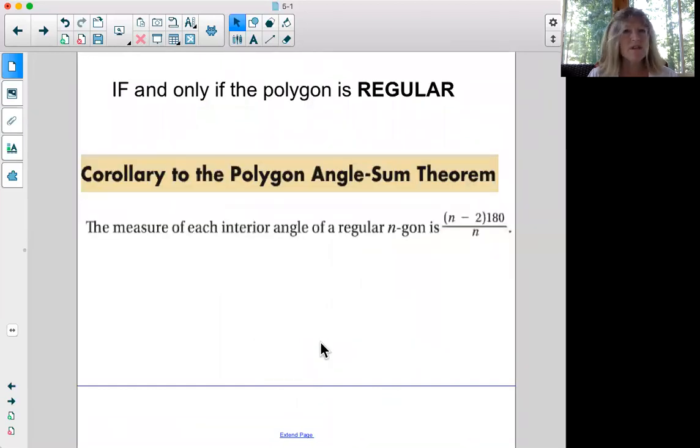Now this next formula is only if you have a regular polygon, meaning all the sides are congruent to each other and all the angles are congruent to each other. In that case, you could figure out what one angle was. Since they're all the same, you could use your polygon interior angle sum theorem, n minus 2 times 180, to find out what they all add up to. And then since they're all the same, divide by n, or how many there are, because there are the same number of sides as there are angles. So this formula is only if the shape's regular, and it's to find just one of the interior angles.